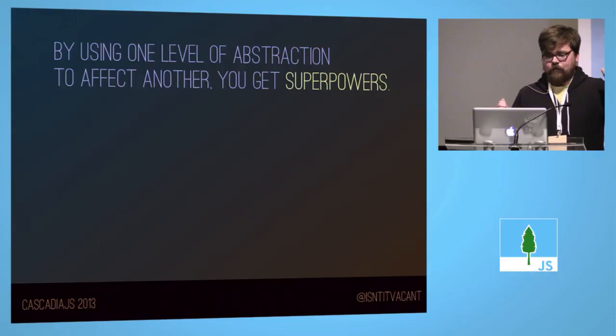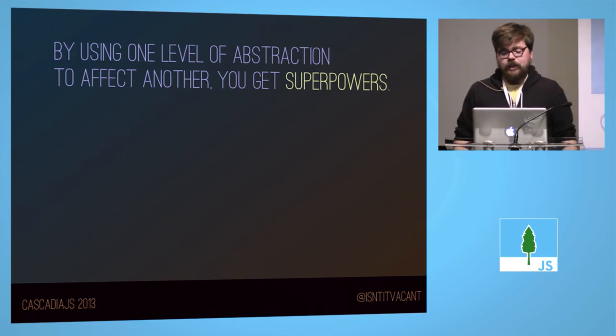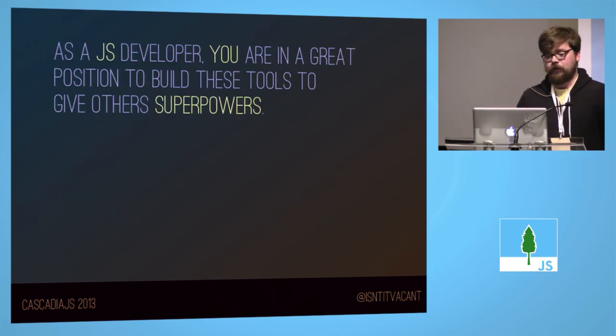And interestingly, it points to the idea that as developers, when we look at that text of our code, that level of abstraction, we're actually operating on another level of abstraction higher. We're operating at a symbolic level. We're able to make these connections like swap out test frameworks because we know that they are symbolically equal without the code being exactly the same. So, in summary, by using one level of abstraction to affect another, you get superpowers. We can make changes that we could not make safely at a merely textual level. And as a JS developer, you are in a great position to build these tools to give others superpowers.